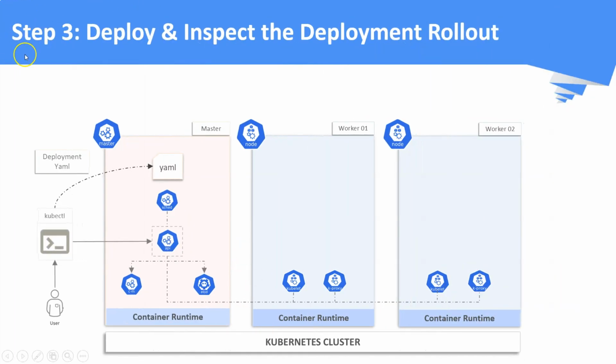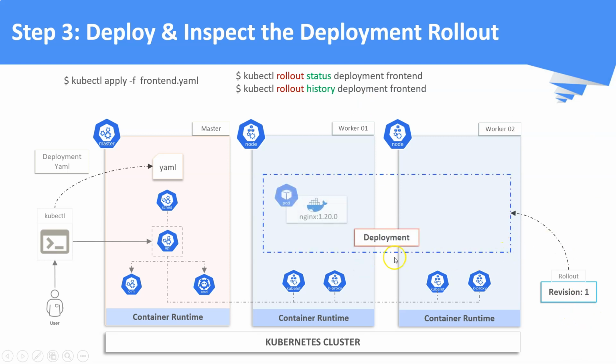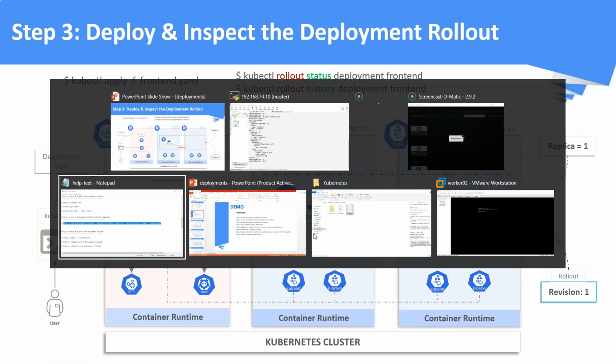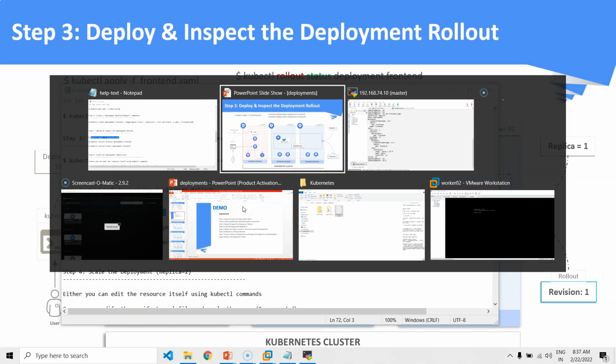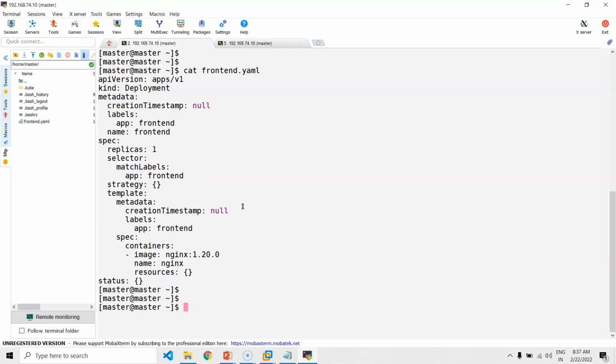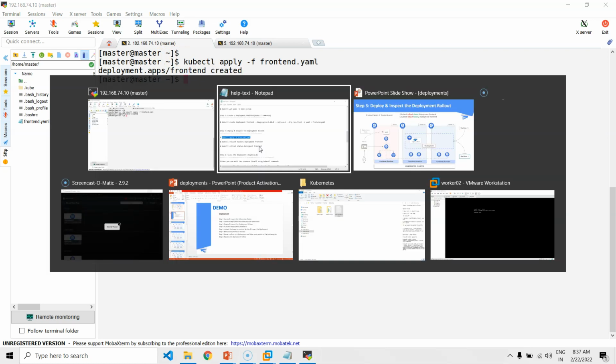Step number 3, deploy the manifest file which we have created in the last step. Once you deploy, it will create a new deployment rollout revision number 1. This deployment is going to have only one replica. Just apply the YAML definition file. Yeah, it is applied now.